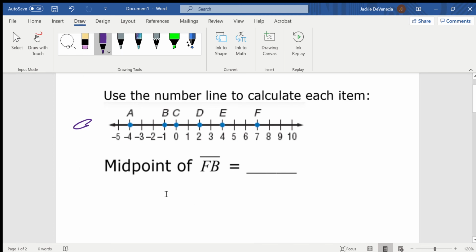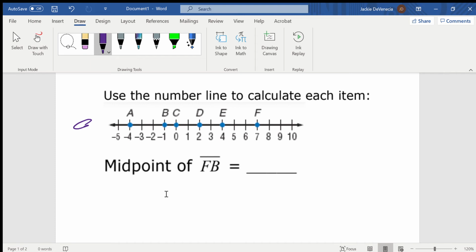Hello. Tomorrow is our geometry quiz, and I just want to go over our two topics, which will be on midpoint formula and distance formula. So let's look at this first example. It's asking us to use the number line to calculate each item, and one of the items they gave us is to find the midpoint of FB.